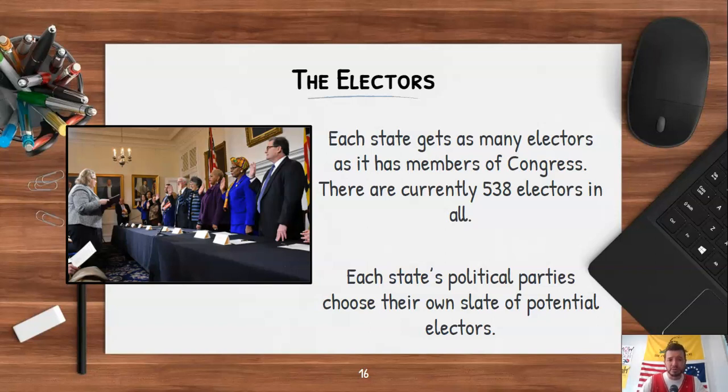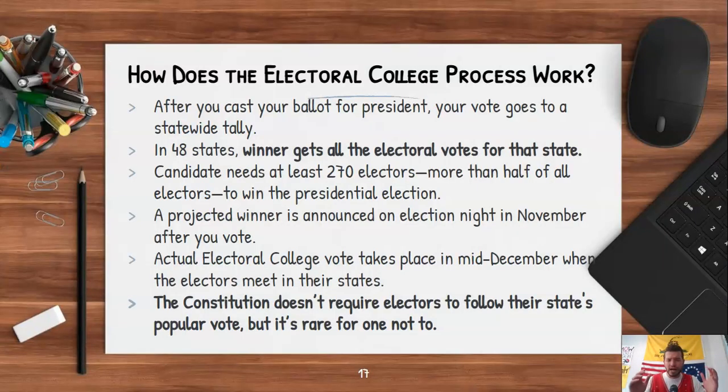Then each state's political parties, and usually it's in the legislature, whichever party has the majority in the state legislature, will choose their own electors for the Electoral College. Okay, so how does it actually work? What you're going to do is, when you turn 18, you're going to go and cast your ballot for president. So then that's going to go to a statewide tally.